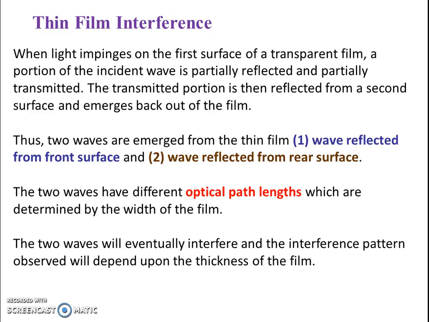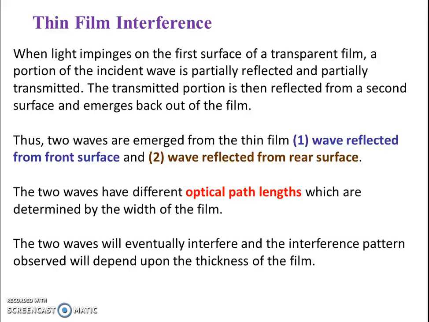Now when light impinges on the first surface of a transparent film, a portion of the incident wave is partially reflected and partially transmitted. The transmitted portion is then reflected from a second surface and emerges back out of the film. Thus, two waves emerge from the thin film. The first is the wave reflected from the front surface, and the second is the wave reflected from the rear surface.